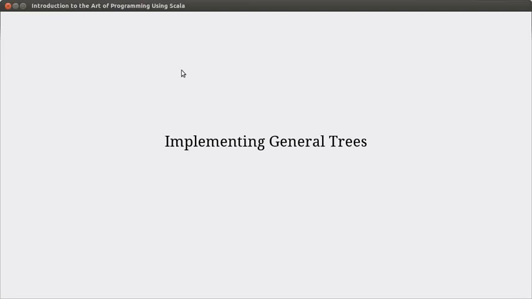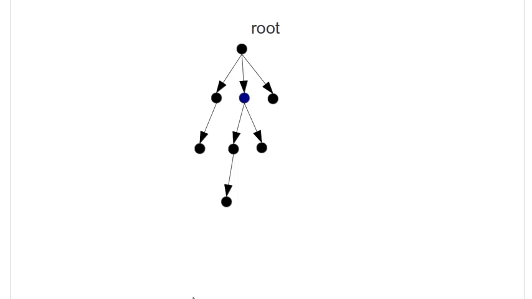Welcome back to the video lecture series for Introduction to Data Programming using Scala. In the last video, we introduced the concept of trees. We talked about their formal definition. Now I want to look at how they could be implemented in our Scala code.